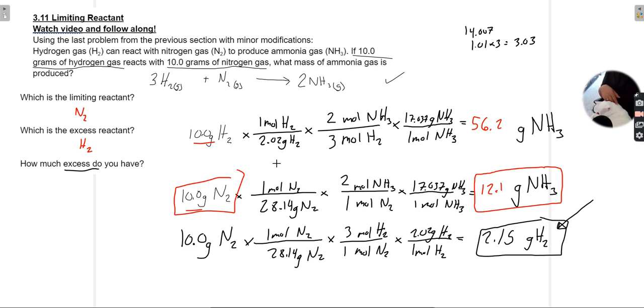So everything else is left over. Because we have 10 grams of H2, but only 2.15 grams of H2 are going to react, so we're going to be left with about 7.85 grams of hydrogen. This is all mental math, so if I mess up, I mess up. It is what it is. All right. So that right there is the excess hydrogen. So that can be used for other chemical reactions.